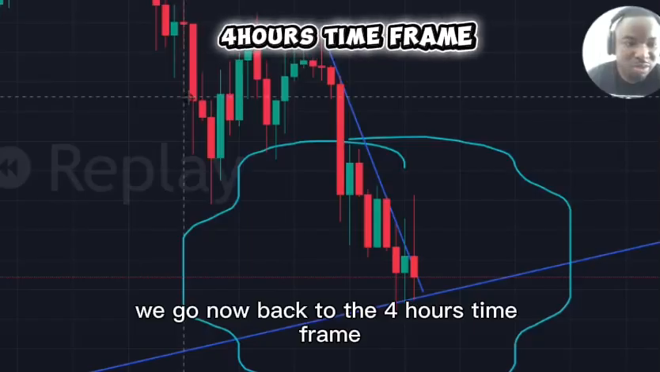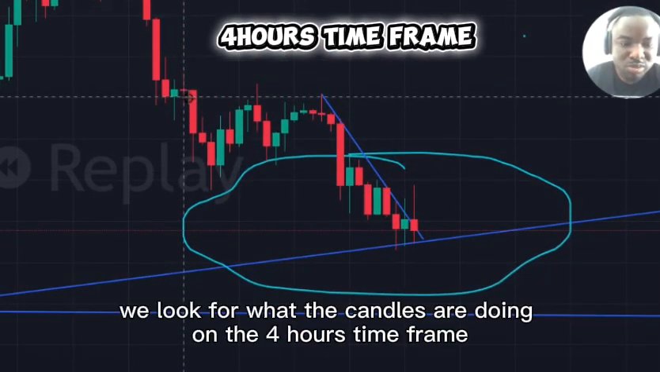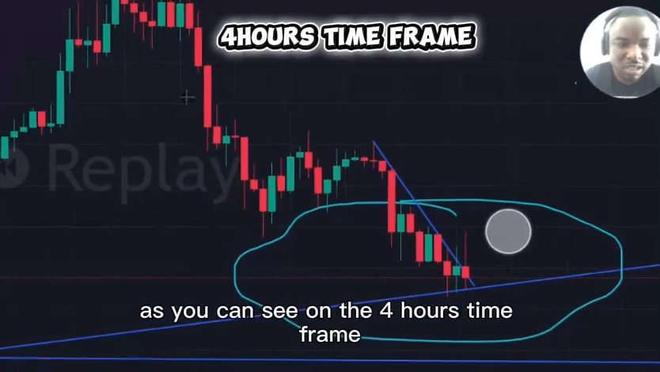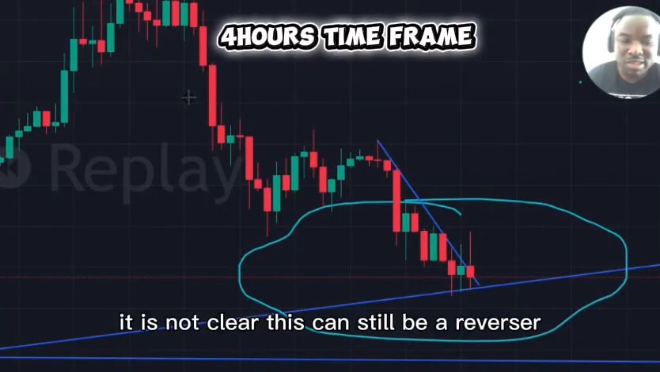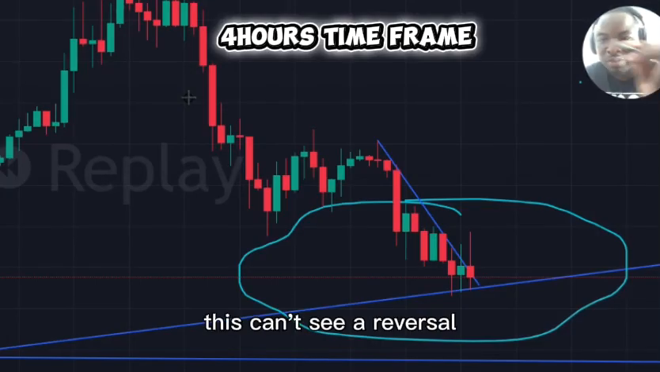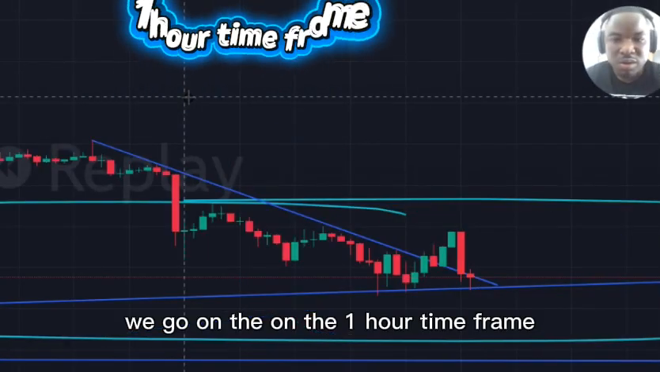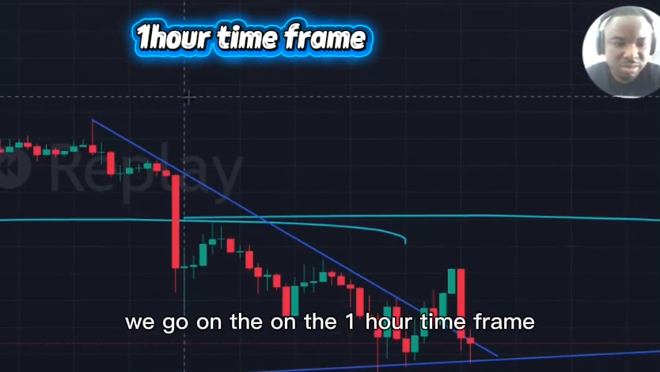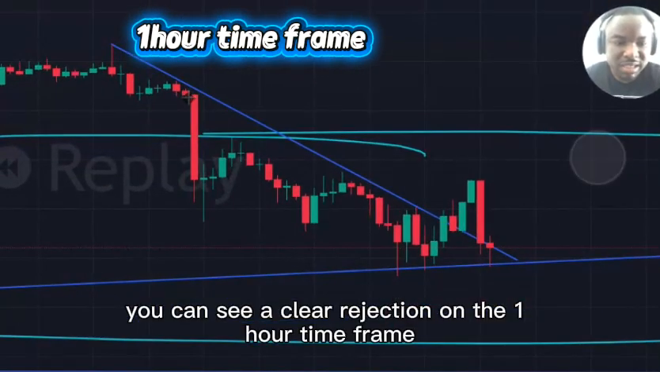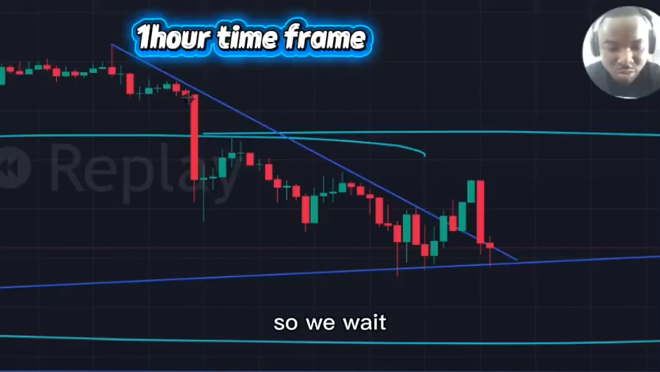We go now back to the 4 hours time frame. We look for what the candles are doing on the 4 hours time frame. As you can see, it is not clear. This can still be a reversal, so we don't have a clearer confirmation. On the 1 hour time frame, you can see a clear rejection, but we don't have a clear confirmation on the 4 hours time frame, so we wait.